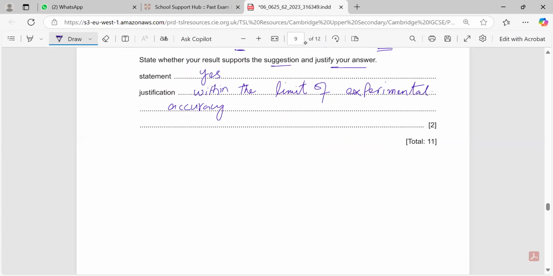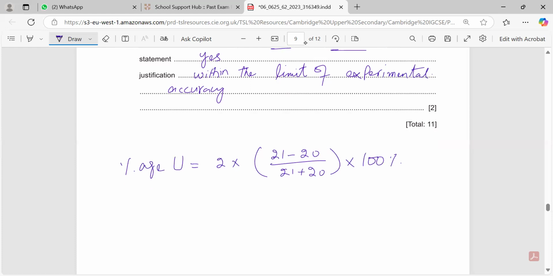How to find it? No need to show this to the examiner, but you can check. Percentage error or uncertainty is 2 times the difference between the values, 21 minus 20, over 21 plus 20, times 100%. Please, can you check what the answer is and let me know?